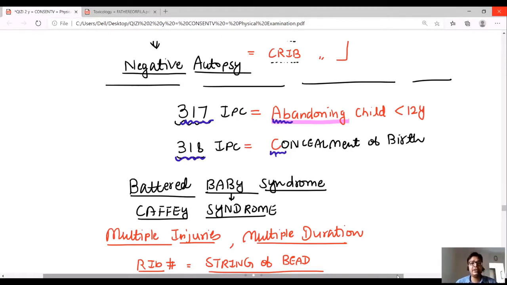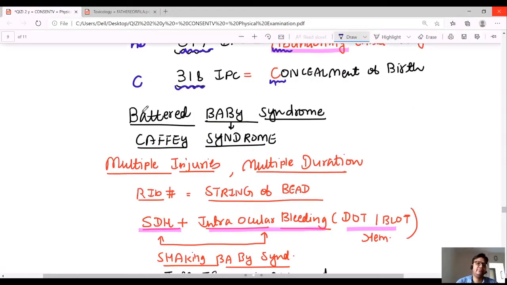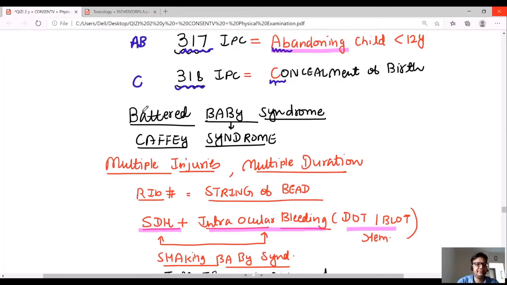Concealment of birth. What is the trick to remember, sir? A, B, C. Concealment of birth: if you do not notify the birth, it is punishable under 318 IPC. 318. Okay, done. Concealment of birth.